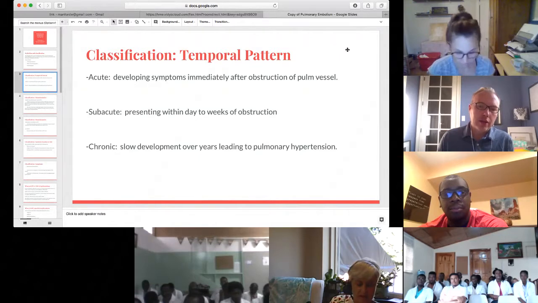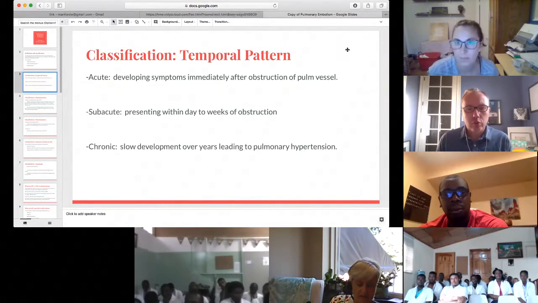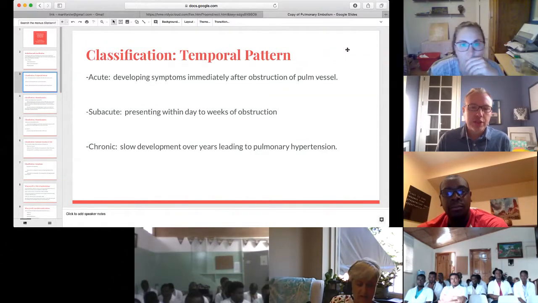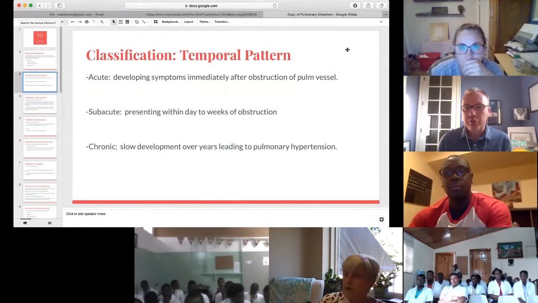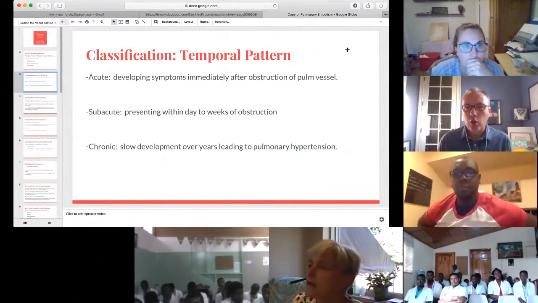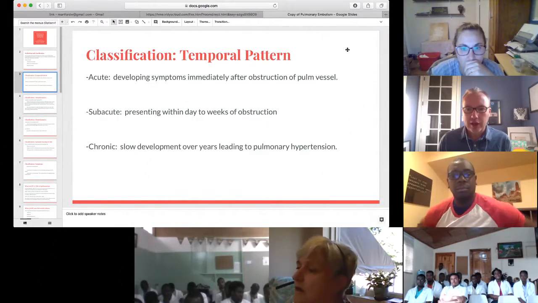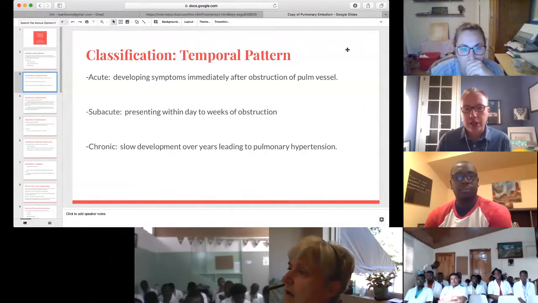diagnosis. And then chronic, which usually how one would get to chronic is that they would be presenting with something like pulmonary hypertension, and the workup for pulmonary hypertension would reveal old pulmonary emboli, and that would be chronic PE.